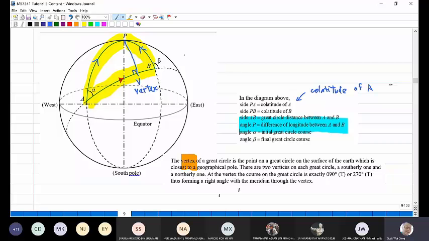So that gives you the introduction of the situation here. We're going to look at an example now. Let's see what example.